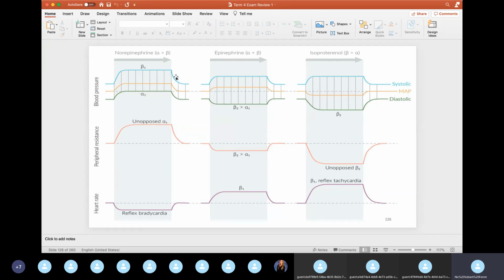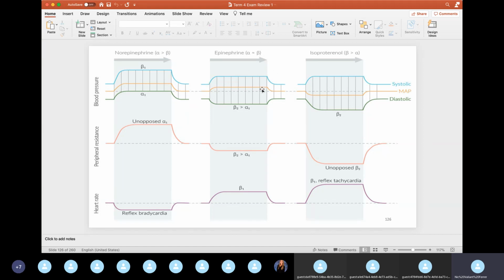So the blue line here is your systolic blood pressure. The green line here is your diastolic blood pressure. And the yellow line here is your mean arterial pressure. Look at norepinephrine, right? We are increasing the systolic and the mean arterial pressure, right? Why? Because you're increasing your peripheral resistance. You have an unopposed alpha 1. So what happens to the heart rate? You have a reflex bradycardia. Let's look at epinephrine here. You are increasing what? You are increasing also again, this is SBP, systolic blood pressure.